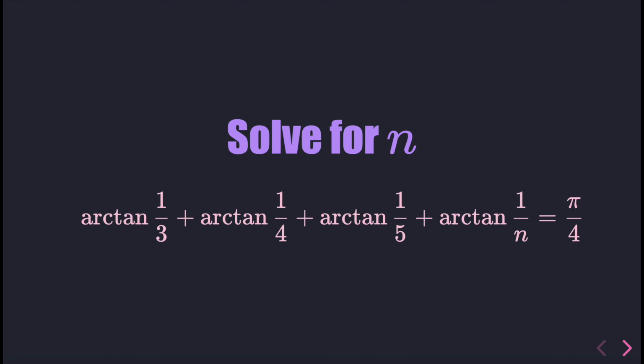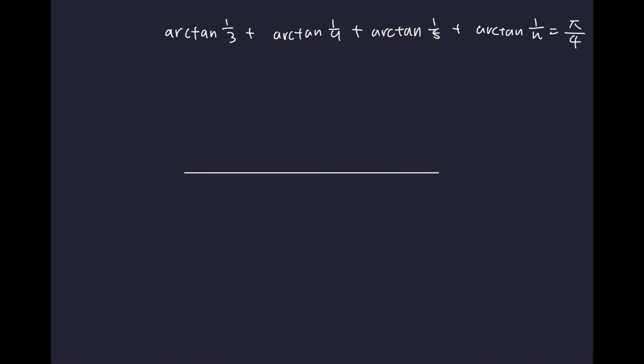So in today's video, we're going to be solving this problem right here. And we're actually going to be using complex numbers, even though there are many ways to solve this problem. Rewrite the problem that we're given. We are trying to solve for n, given that arctangent of 1/3 plus arctan 1/4 plus arctan 1/5 plus arctan 1/n equals pi/4. So first, I'm just going to draw the complex plane here.